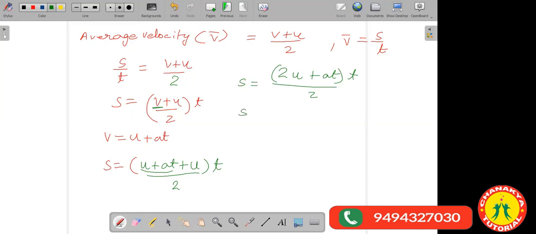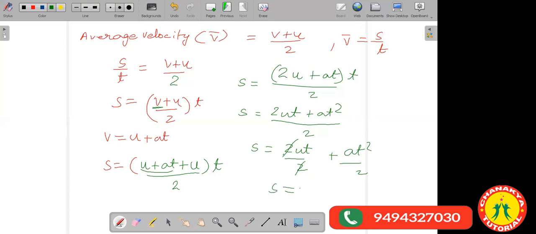Multiply t to the bracket inside, you'll get 2ut plus at squared over 2. Now you can separate the terms, you'll get your displacement equals 2ut by 2 plus at squared by 2. You cannot cancel these two here as there is a plus in between. So there are two terms and hence you cannot cancel them. Now you can separate them out, and here these two cancel. You have your final answer as S equals ut plus at squared by 2, or we can write it as ut plus 1 over 2 at squared.